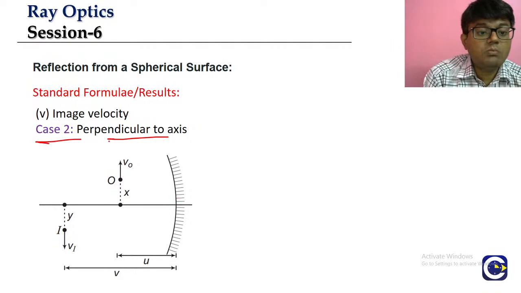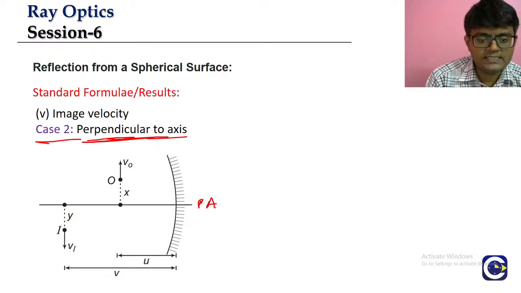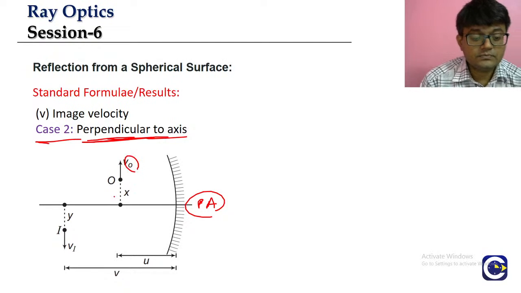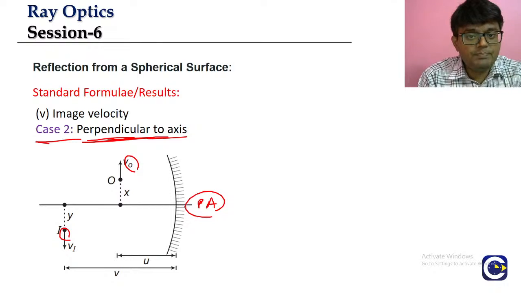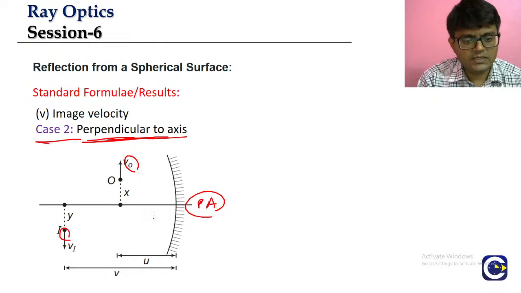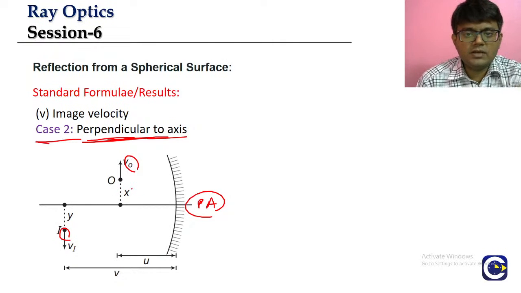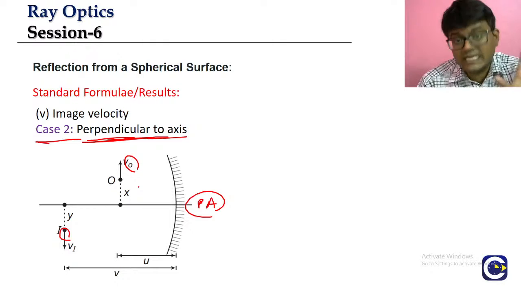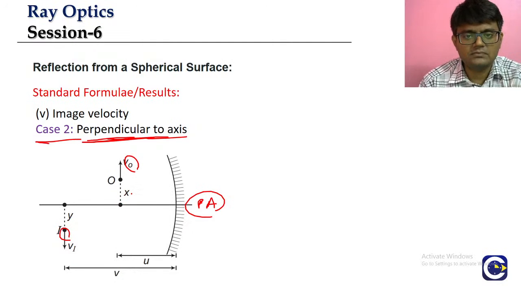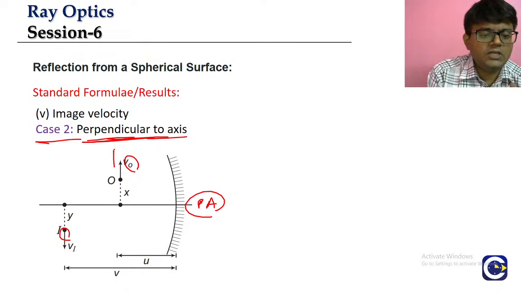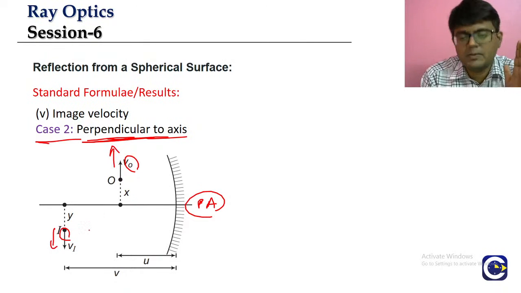Now we are talking about the relation between the velocity components of the image and object which are perpendicular to the principal axis. So this is the principal axis, and we are looking at the relation between the velocity components of the object and the image perpendicular to the principal axis. Now you might think, is the object going up and the image going down? We don't know. That will be determined by the final values using the sign convention. Here we are just trying to depict it. When we say the velocity component perpendicular to the principal axis, it means like that, perpendicular.